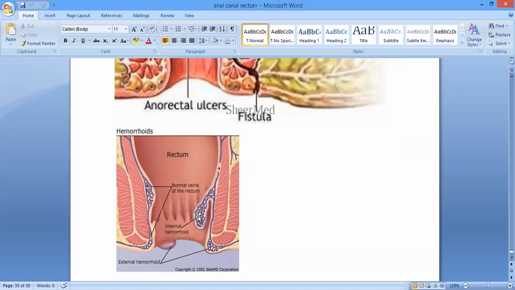So these swollen dilated veins, right? These which are formed are named hemorrhoids. Okay, when these veins become dilated and swollen due to different causes, they are called hemorrhoids. So these hemorrhoids are of two types: internal hemorrhoids and external hemorrhoids. So the internal hemorrhoids are basically in these anal folds, where the internal venous plexus forms, and the veins in this region will become dilated.